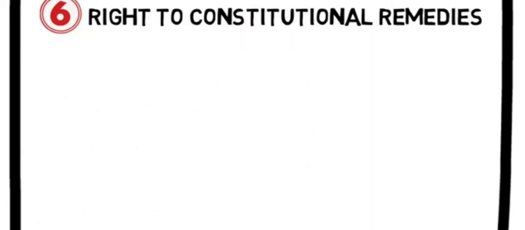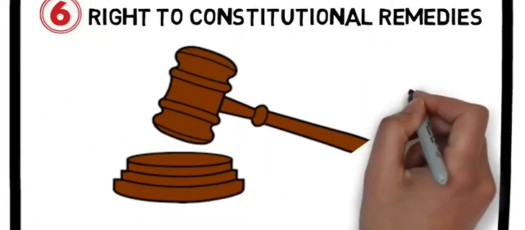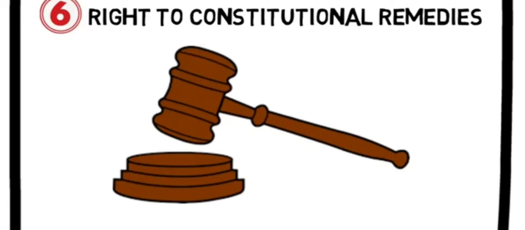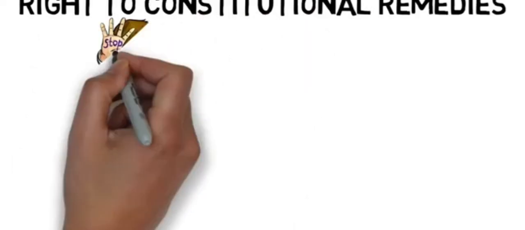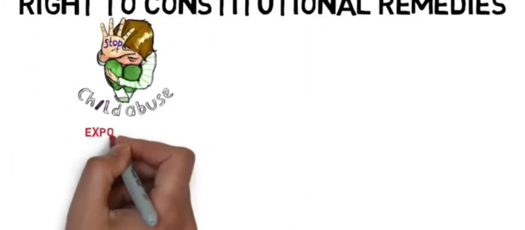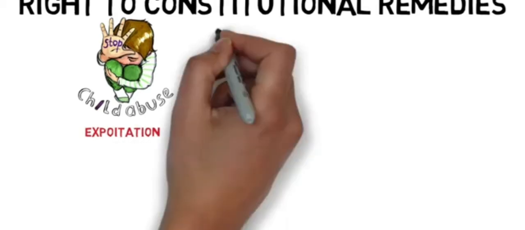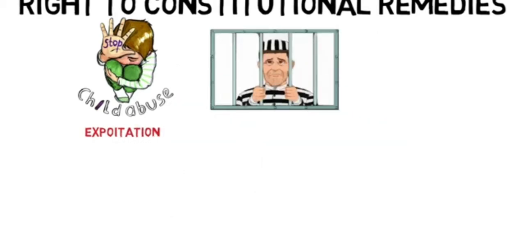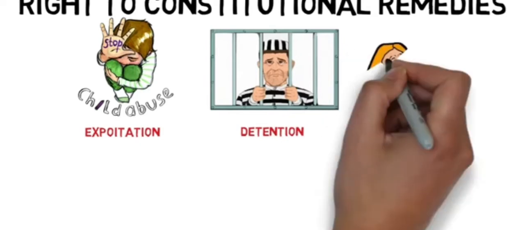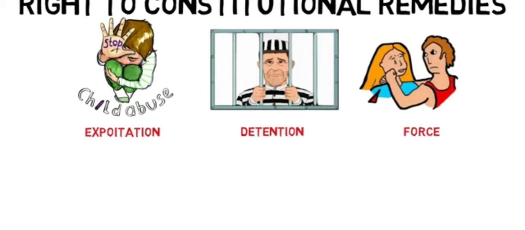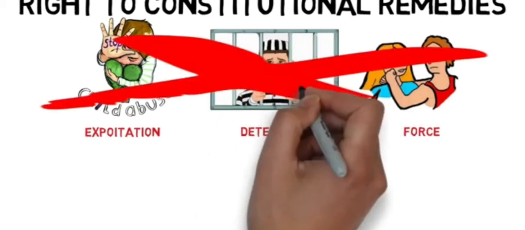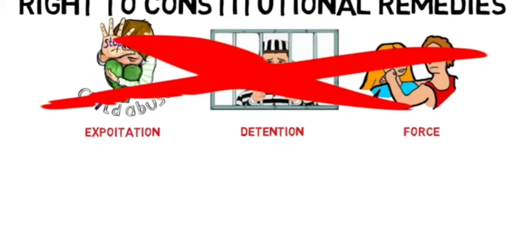The sixth fundamental right is the right to constitutional remedies. What would you do if someone exploits you or police arrests you for no reason? What would you do if a group of people hate you for practicing your religion or culture? The right to constitutional remedies is the remedy or solution to such problems.